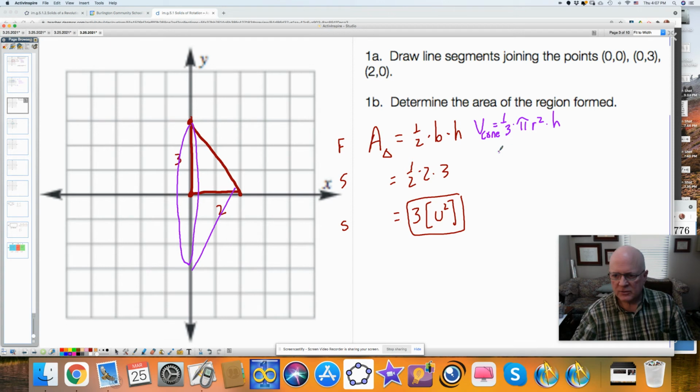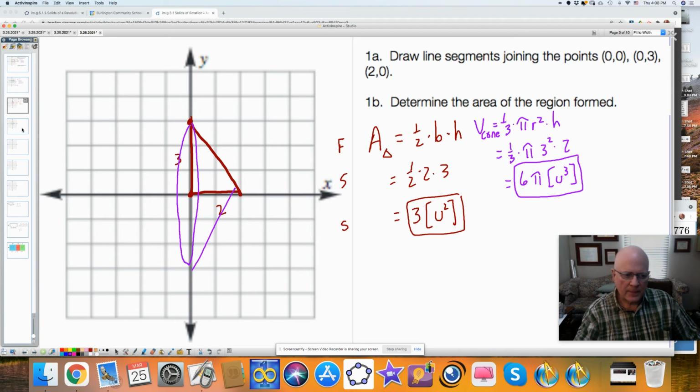And when we substitute values, we get 1/3 times pi times the radius squared. Let's see, the radius squared is 3 squared, times the height, which is 2. 18 divided by 3 is 6 pi, my answer. And this is units cubed again. And I can substitute this into the calculator to get an answer. For the purpose of this video, I'm going to stop right there.